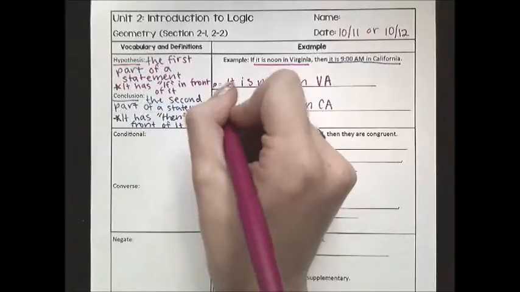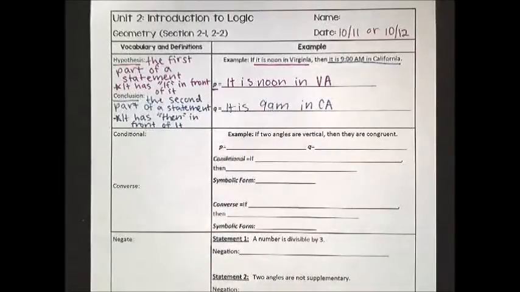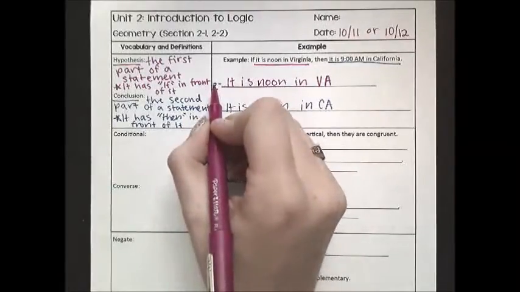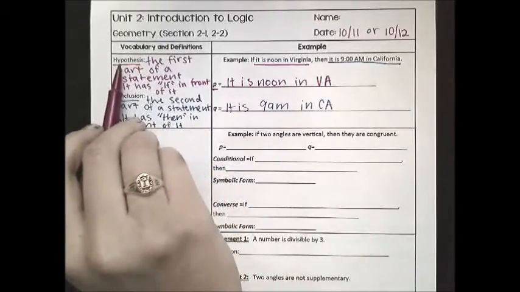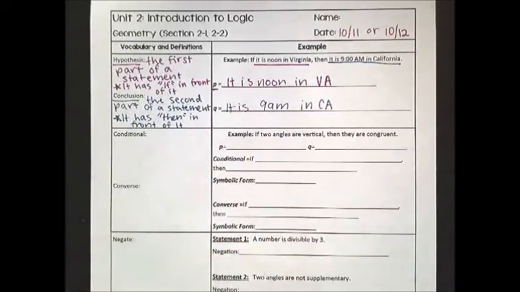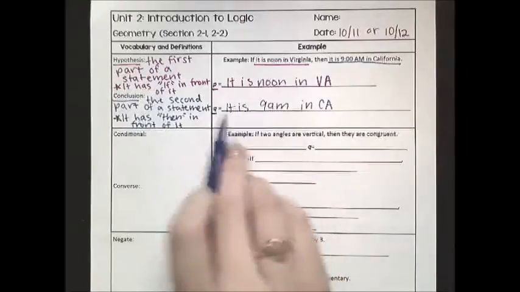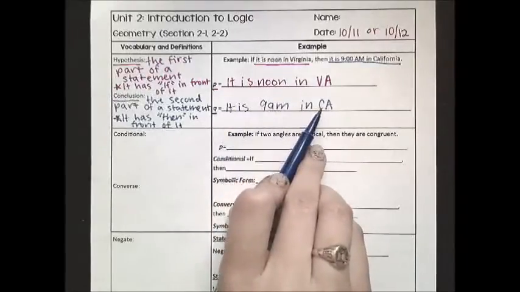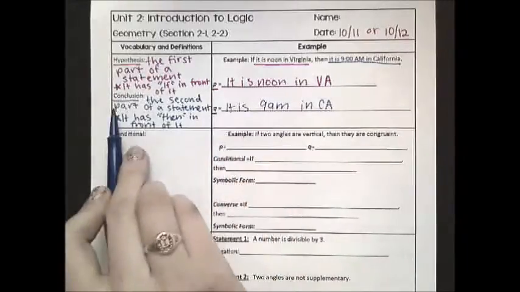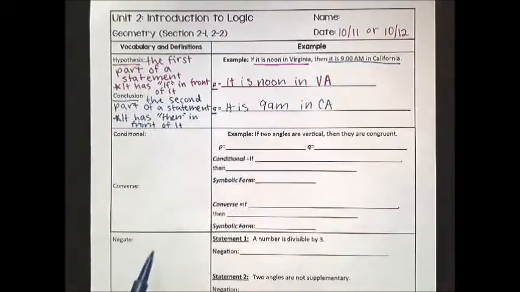Also, if you take a look at this, we said that P equals it is noon in Virginia because P is the symbol for hypothesis. And Q is it is 9 a.m. in California because Q is the symbol for conclusion. So all of these definitions are going to have symbols associated with them.